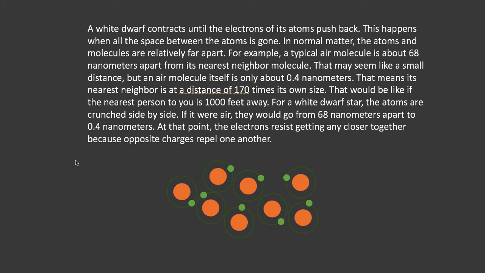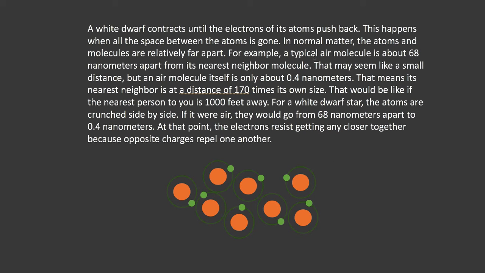Right. Now to illustrate this size difference and what's happening with the pressure, we have this diagram here. The diagram is representing atoms, so there are nuclei and then the electrons. In normal matter, the atoms are relatively far apart. They don't touch, right? They're not crunched together like people in a crowded room. They're sort of spread out, and they have plenty of room to move about.